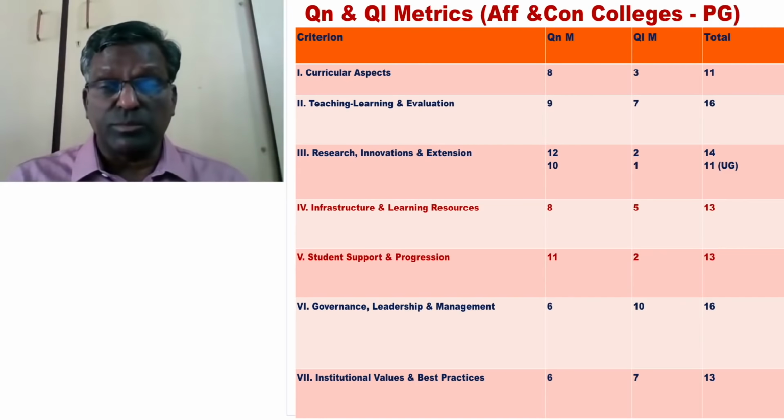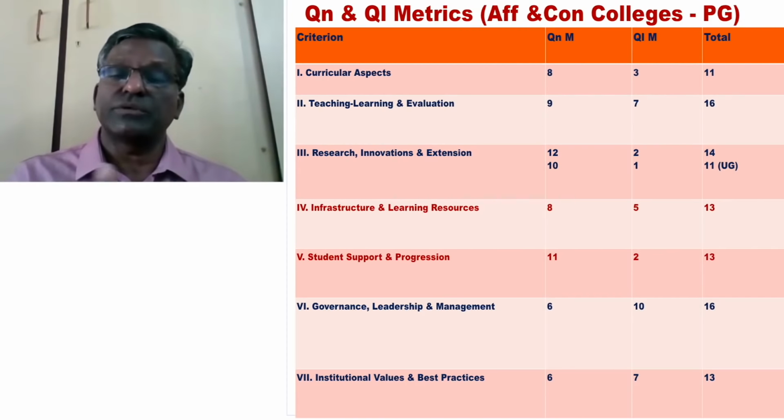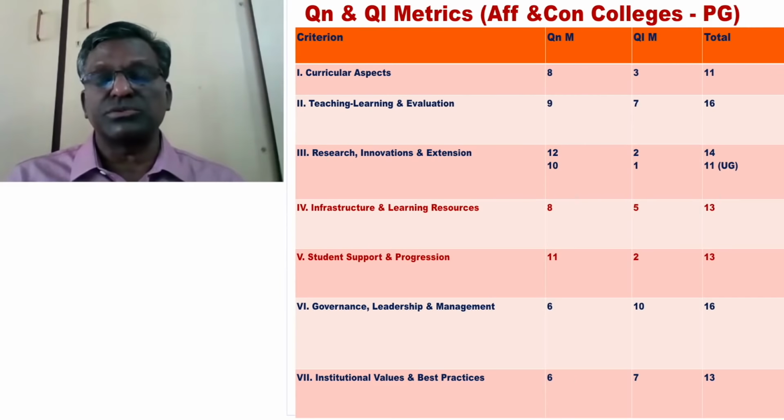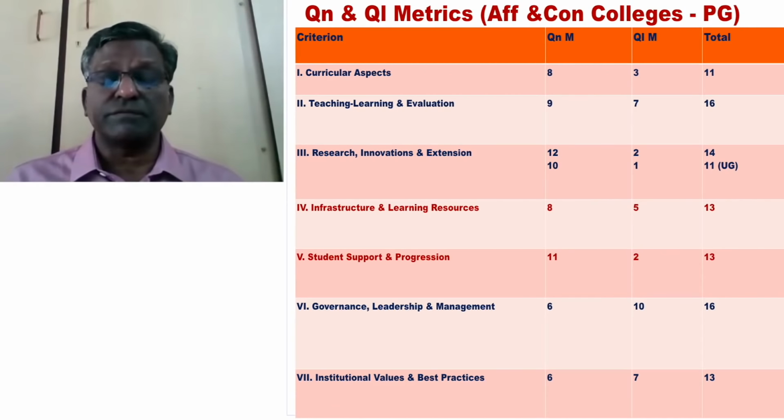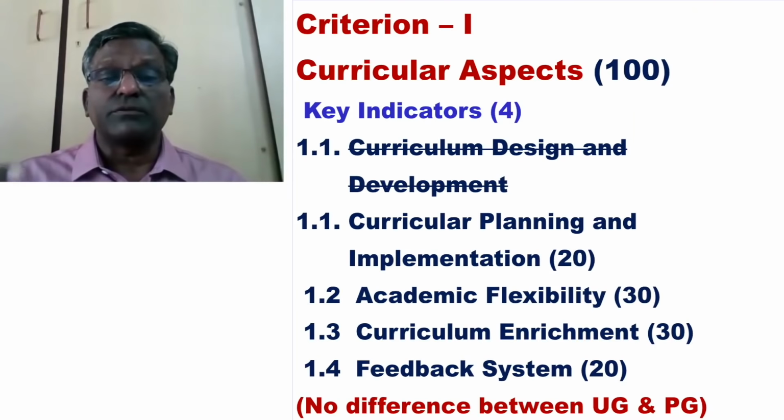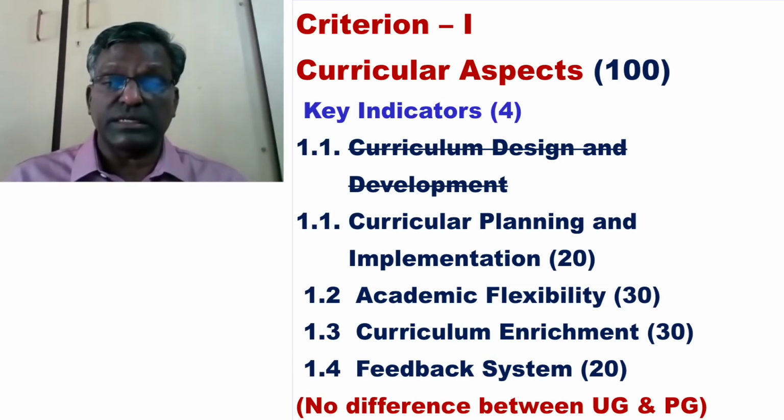Now, I would like to make it clear, this is with reference to affiliated and constituent colleges which offer UG programs and those institutions which offer UG and PG programs. I am not talking of universities, nor am I talking of autonomous colleges. So in the case of affiliated and constituent colleges with reference to criterion 1, there are 4 key indicators. 1.1, curriculum design and development, that has been struck off because that applies only to universities and autonomous colleges which have the autonomy and the freedom to frame, to design their own curriculum. Now, this autonomy is not available to affiliated and constituent colleges.